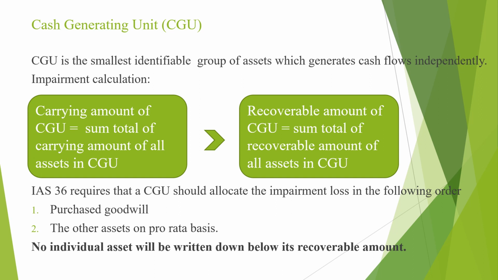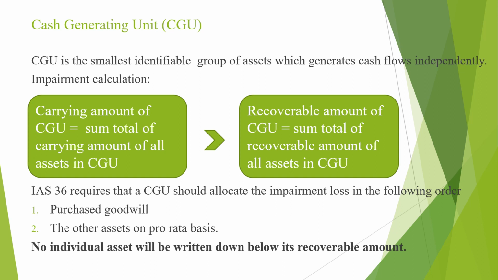If the carrying amount of the CGU is more than the recoverable amount, that means the CGU has been impaired. Now the question arises, how will you allocate the impairment loss to the various assets in a CGU? Because as I said earlier, a CGU is the smallest identifiable group of assets. That means there are multiple assets in a CGU. So if there is an impairment of the group of assets as a whole, you need to allocate the impairment loss to those assets on a pro rata basis. Okay, but there is a sequence to it before you apply the pro rata basis.